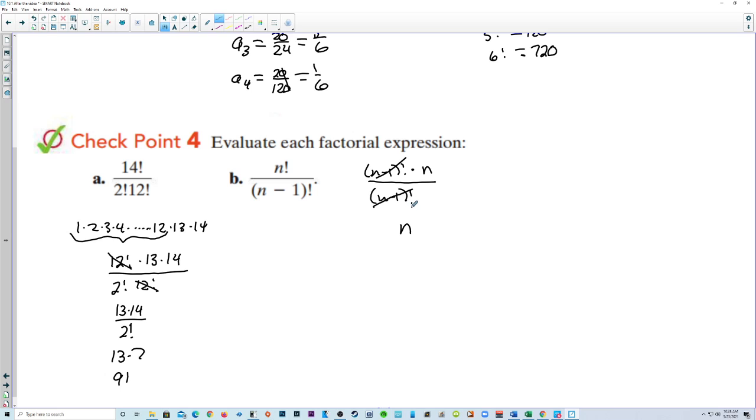Now, if you want to see if what you did was correct, just pick a value for n. Let's say n equals 6. Now we're saying 5 factorial times 6 over 5 factorial. Those cancel out, and we're left with 6, which is n. So it seemed to work.